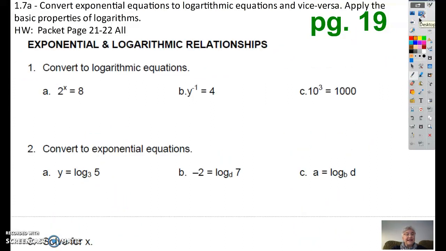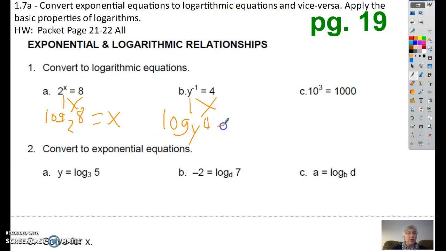So putting that into practice, we can convert our exponential equations into log. Roman numeral 9: log base 2 of 8 equals x. Roman numeral 9: log base y of 4 equals negative 1. Log base 10 of 1,000 equals 3.